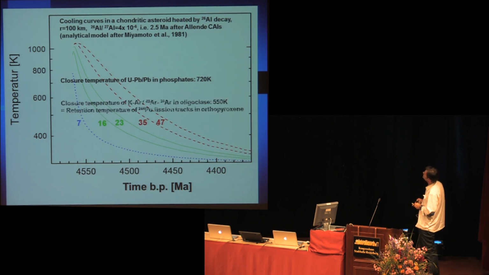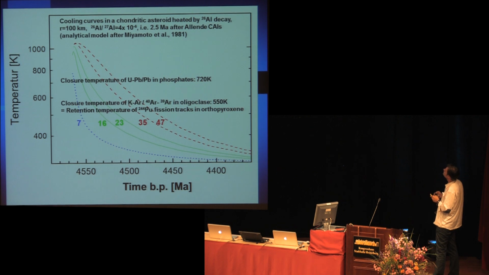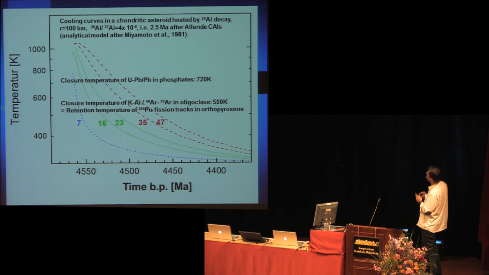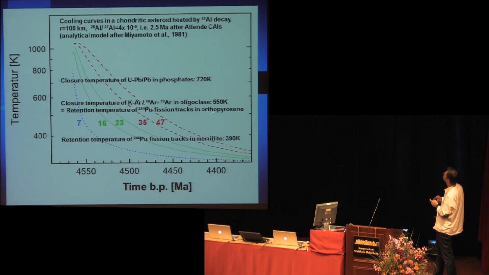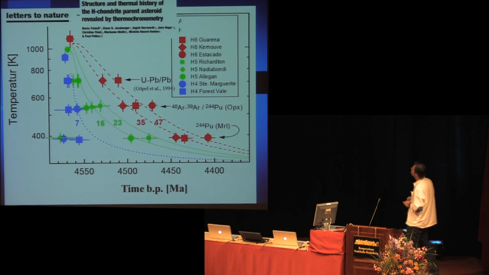Similarly, for the potassium-argon system, if you date feldspar, potassium-rich feldspar in these chondrites, it has a closure temperature of about 550 Kelvin. This is a blocking temperature when argon-40 cannot diffuse anymore from the feldspar grains. We can apply similar principles with the fission track method from plutonium-244 with different minerals which have different closure temperatures. Okay, and we look at the data.